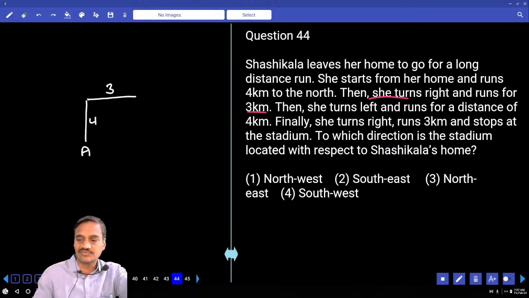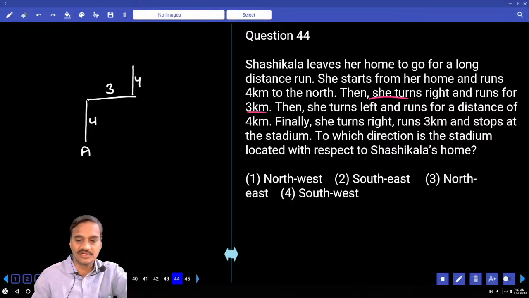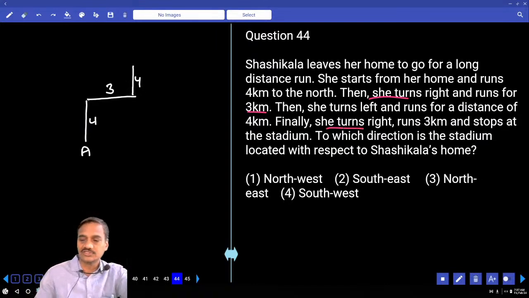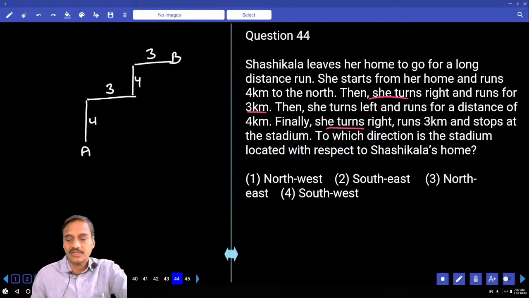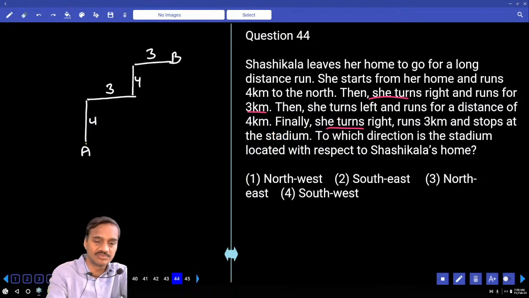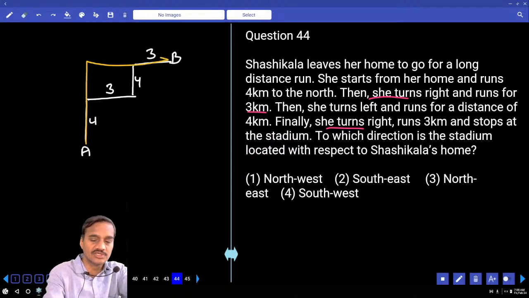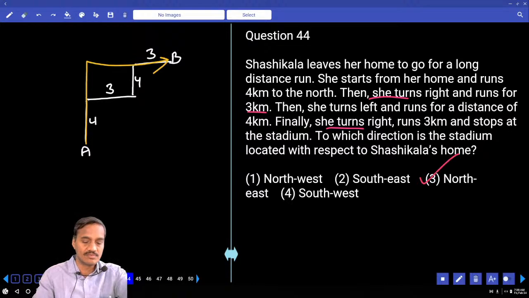Then she turns left and runs for a distance of 4 kilometers. From here 4 kilometers left hand. Finally she turns right and runs 3 kilometers and stops at the stadium. Now 3 kilometers. Now this is B. She stops at the stadium. Now to which direction is the stadium located with respect to her house? From her house, tell me in which direction the stadium is. This is north and this is east. North and east, northeast, that is choice 3, question number 44.